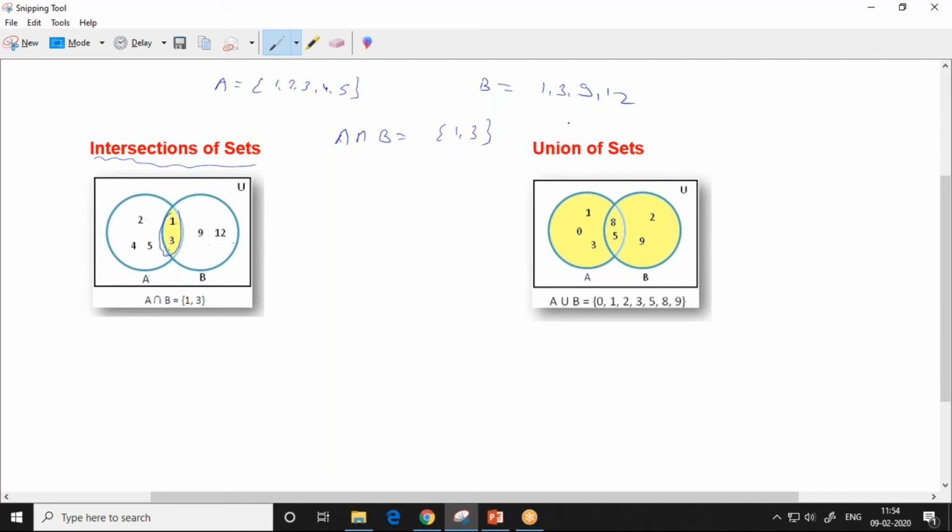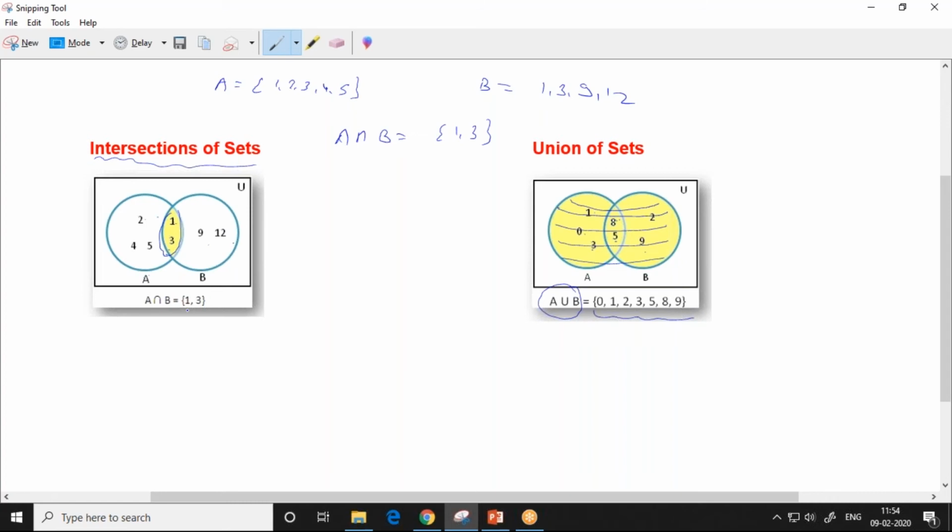And union, as I told you, means this complete circled region. Put together anything, whatever comes, that comes in the union. Okay, in this one it's not the same sets. See what the elements of set A are: 0, 1, 3, 5, 8, and the elements of set B are 2, 8, 5, 9. Just put them together, and this is going to be the union.